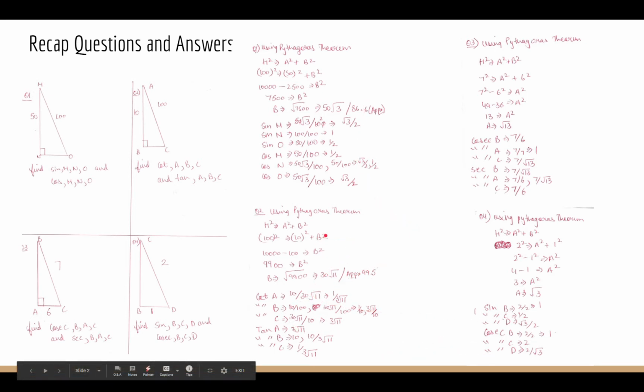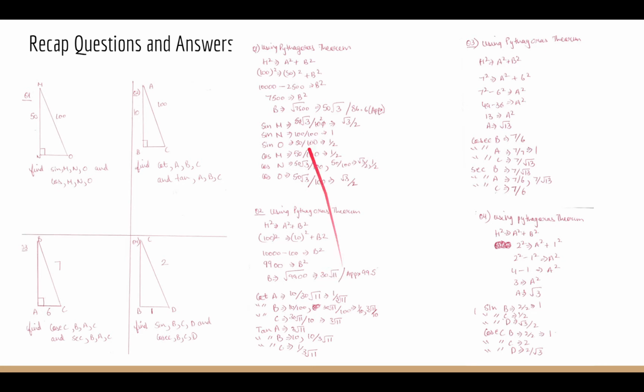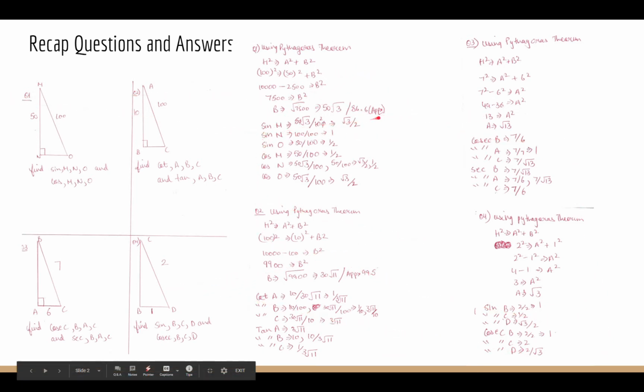It isn't important that you use these values because these can be wrong. They can be rounded off wrongly. You can use these values, which are exact: 30 under root 11 and 50 under root 3. The rest of the questions I didn't use it because I didn't have the need to. You can pause the video for 5 seconds and cross check your answers.